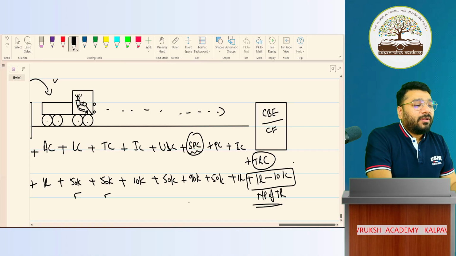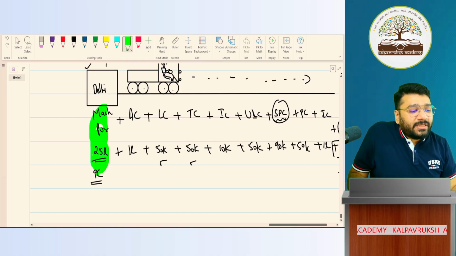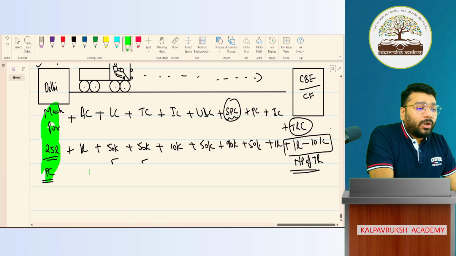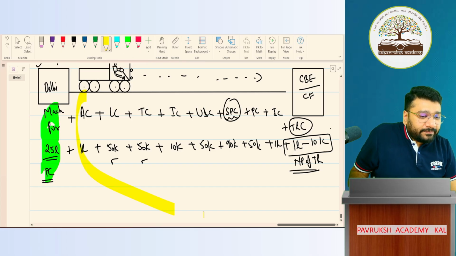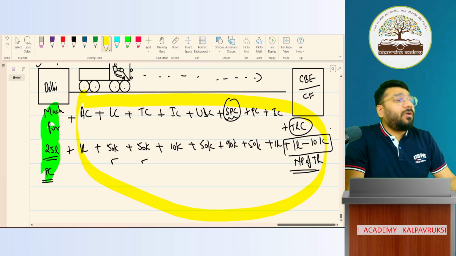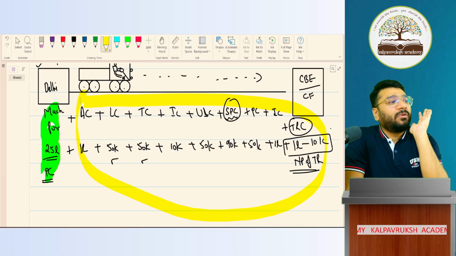Now, whatever cost you pay for the purchase of machinery, this is called purchase cost. What is it called? Purchase cost. Now, whatever cost you paid from here till here, all of this is called direct attributable cost. All of these are only directly attributable cost. Any problem here? No problem.